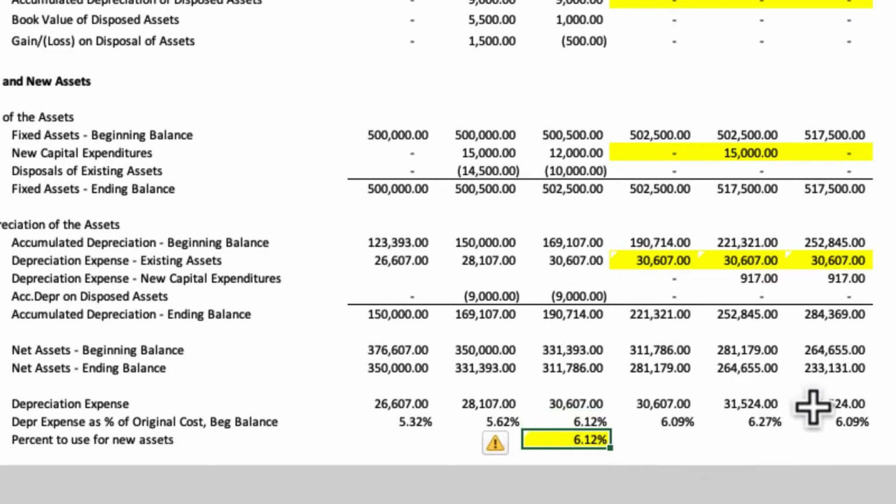I could change that to maybe 7%, or I could drop it lower. I'm just going to leave it at 6.2 for now.